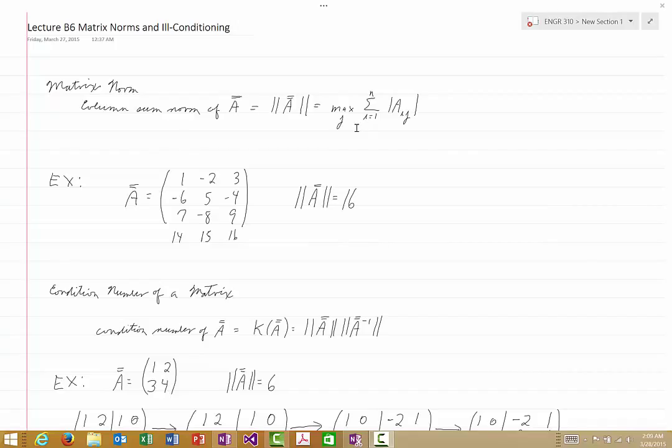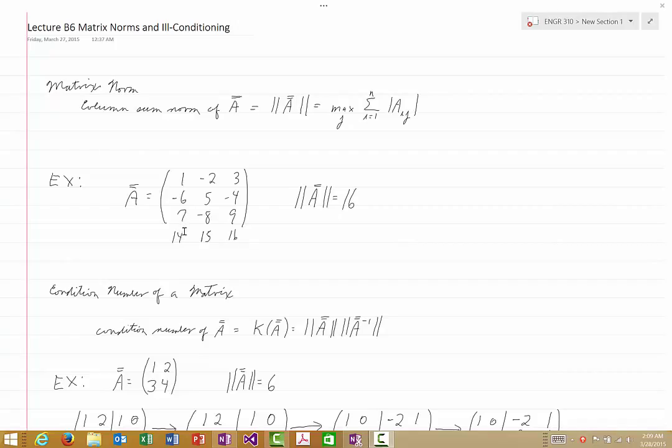Now, in case that's a little bit confusing, let's look at an example, and I think it will be immediately clear. So if we have A equal to this 3 by 3 matrix, 1, -2, 3, -6, 5, -4, 7, -8, 9. Now let's add up the absolute values of the numbers in each column. In the first column, we get 1 and 6 is 7, plus 7, so we get 14.